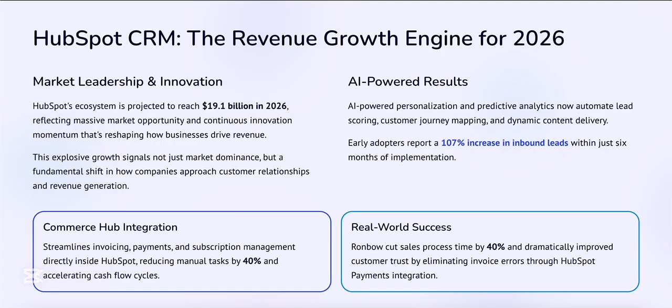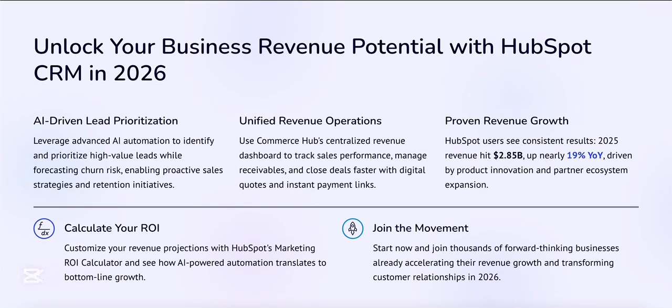HubSpot CRM is more powerful than ever. And if you're running a small business or growing online brand, this tool can literally transform your revenue. Here's how. Start by setting up your pipelines. HubSpot's pipeline automation is modern and more customizable, meaning you can track leads from first contact all the way to close deals without doing it manually.